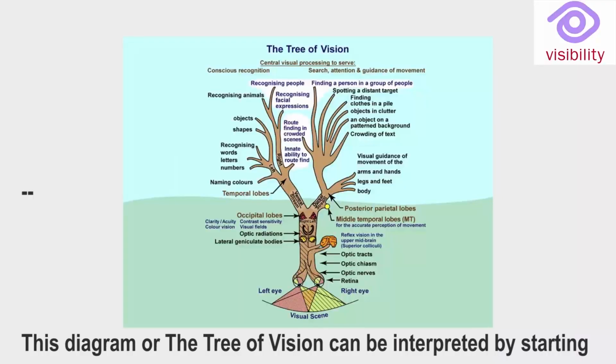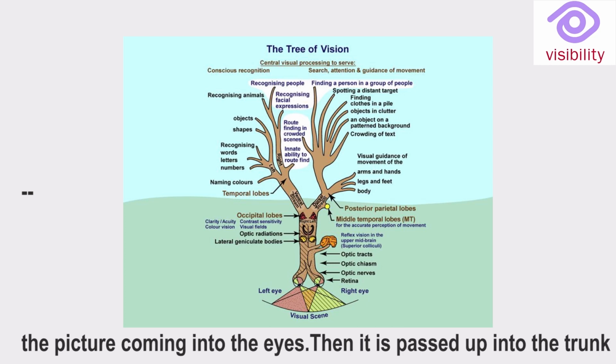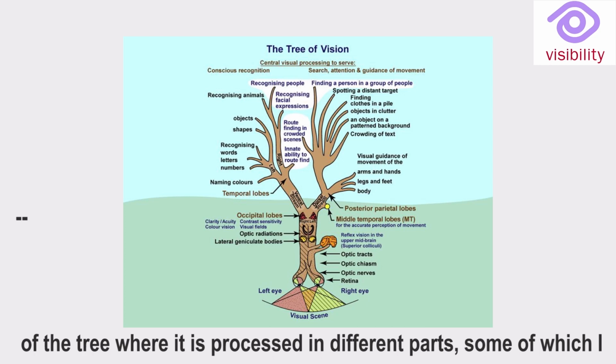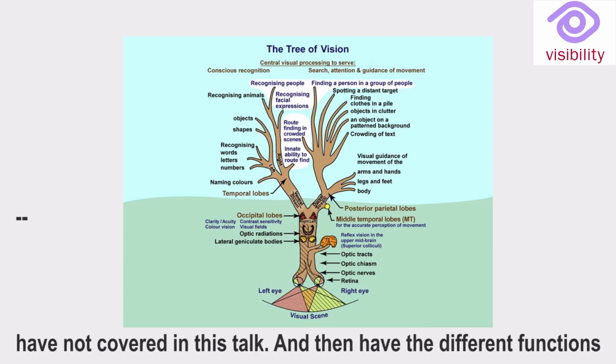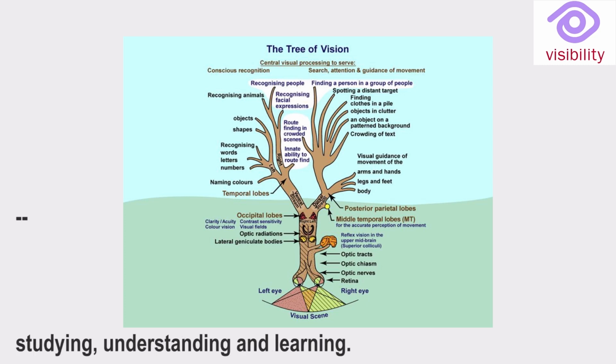This diagram, or the tree of vision, can be interpreted starting at the bottom. In a sense, the roots at the bottom are the source of the picture coming into the eyes, and then it's passed up into the trunk of the tree, where it's processed in different parts, some of which I haven't covered in this talk, and then has different functions in the different pathways of the brain. And this diagram is worth studying, understanding, and learning.